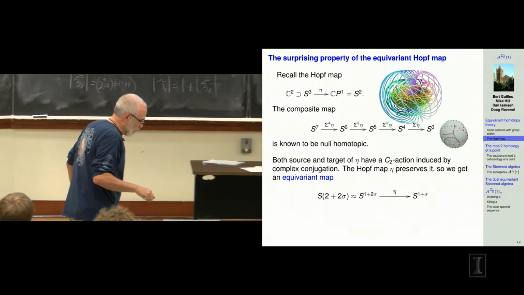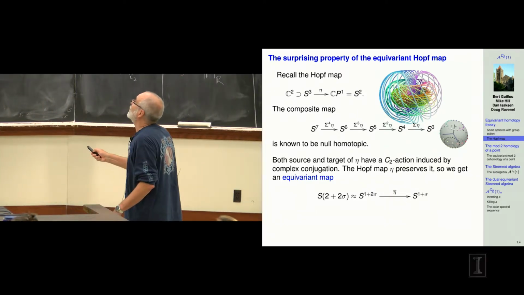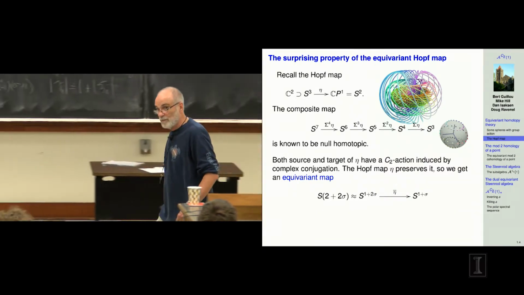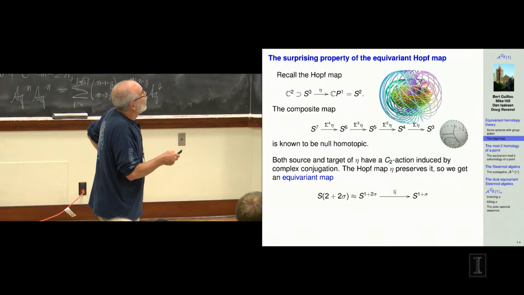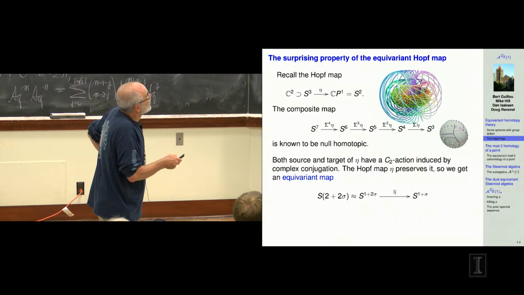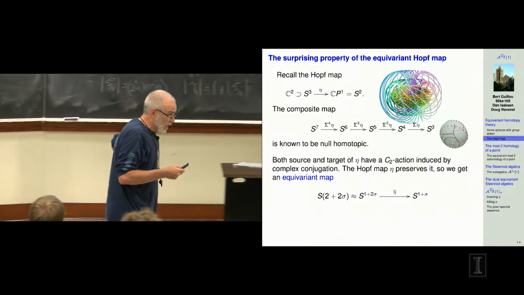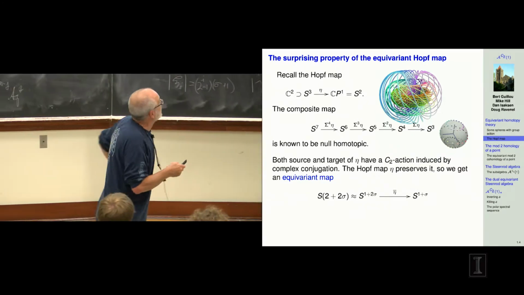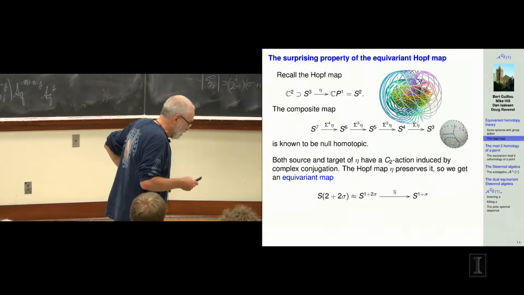And that unit sphere happens to be the same thing as this space. The space on the other side is S1 plus sigma, the one-point compactification of the complex numbers. So we take the same map, but now I'm putting a bar over it to emphasize that we're thinking of it as an equivariant map. It respects the C2 action on the source and target.